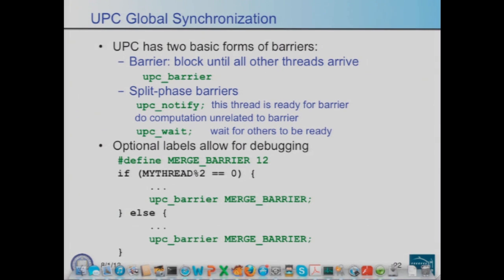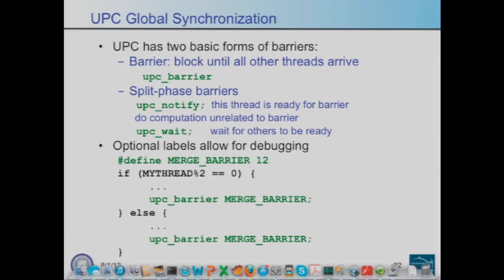So where is this useful? This would be useful if, for example, you have a problem in which you've chopped up a big array and you need to compute the exterior, the ghost regions, if you will, of your local array, and then everybody else needs to read them. And after you compute those exterior regions, you can compute the interior regions, and no other thread cares about the interior.